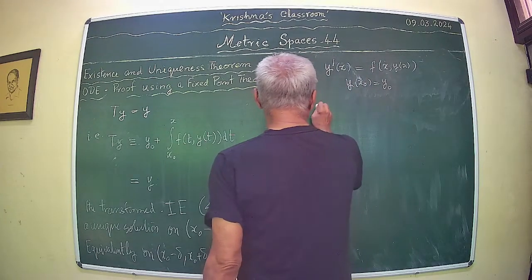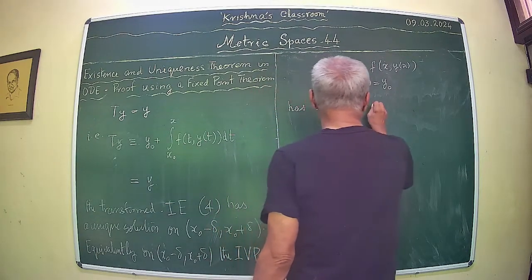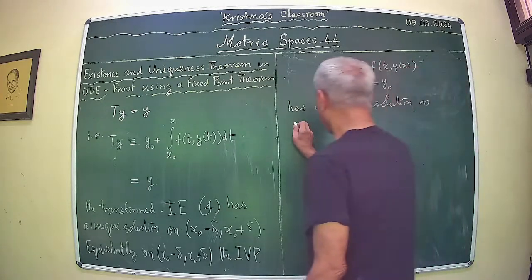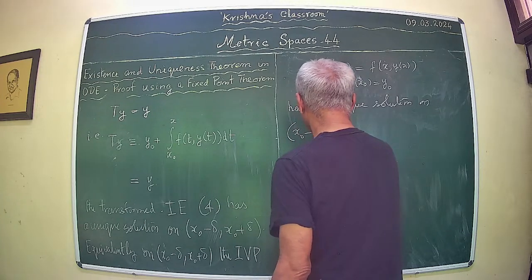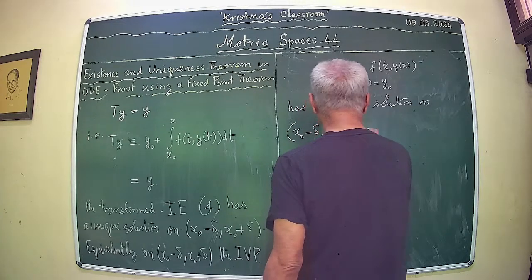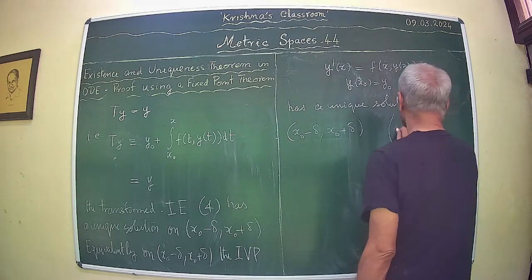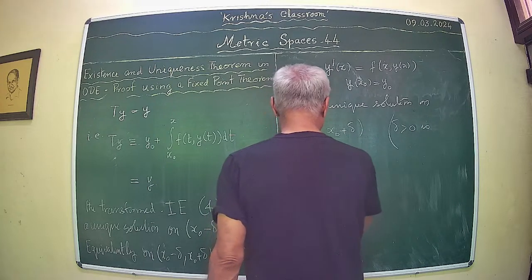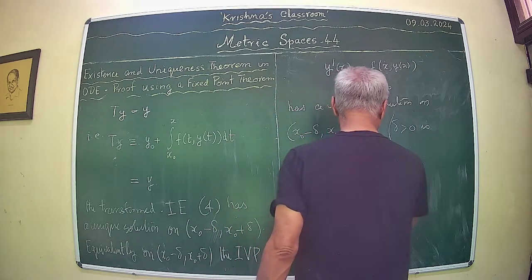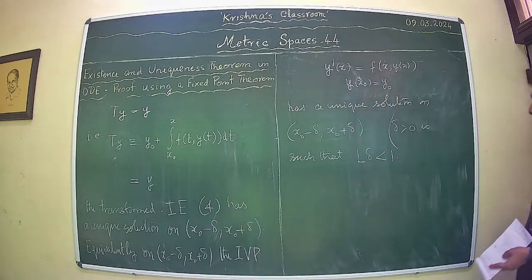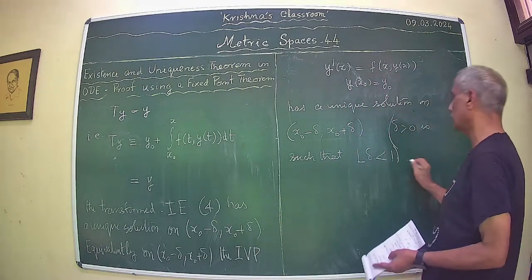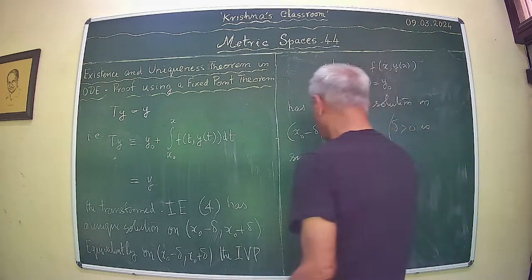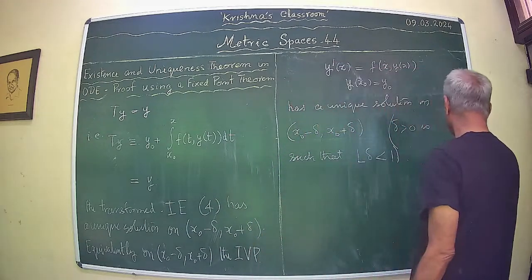as number delta is less than 1. Now this completes the proof. So that proves the theorem.